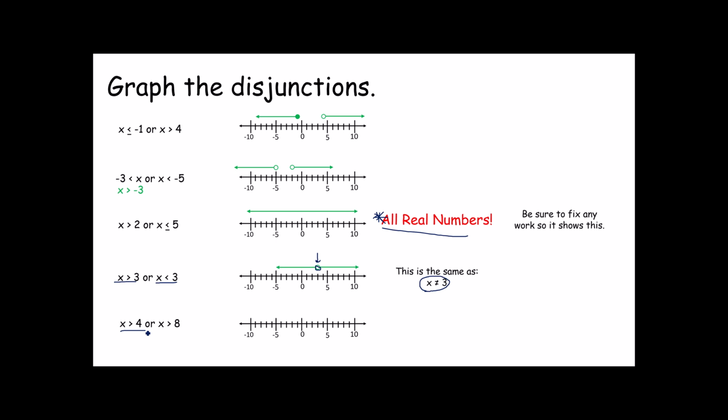Last one, x is greater than 4 or x is greater than 8. There's x is greater than 4. There's x is greater than 8. What's that going to look like when you put those two together? Notice that x is greater than 8 does have that open circle, but notice that we've drawn a line through it. That's because even though 8 does not meet this condition here, 8 is greater than 4. As long as it meets one of the conditions, it's considered acceptable. And so we color that whole thing in. Notice that 4 doesn't meet either condition, so we leave it open.